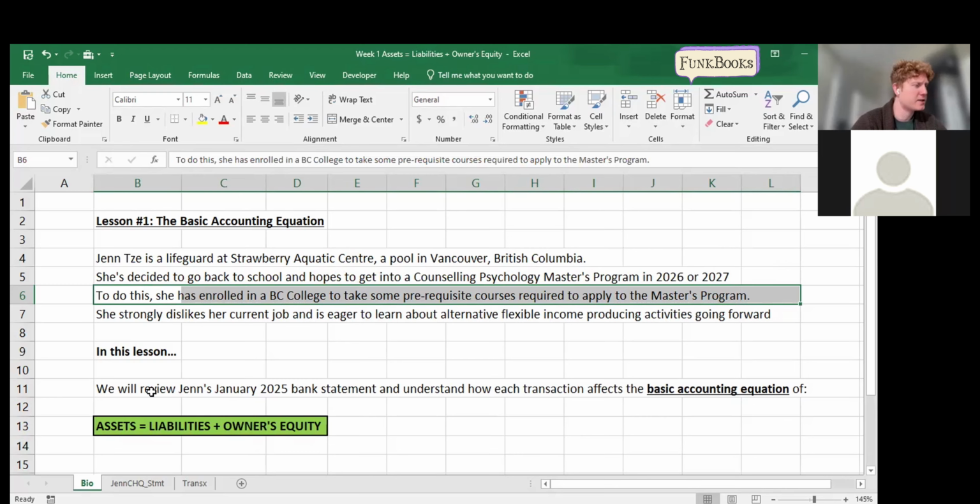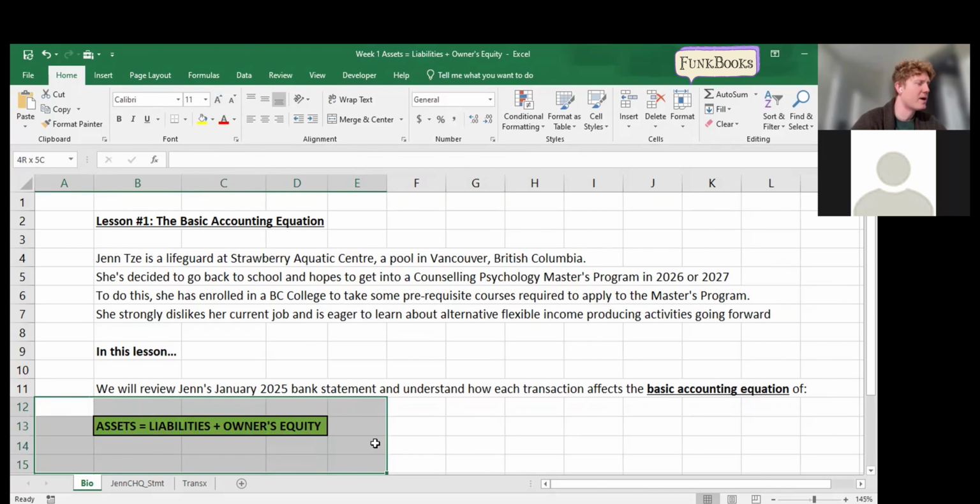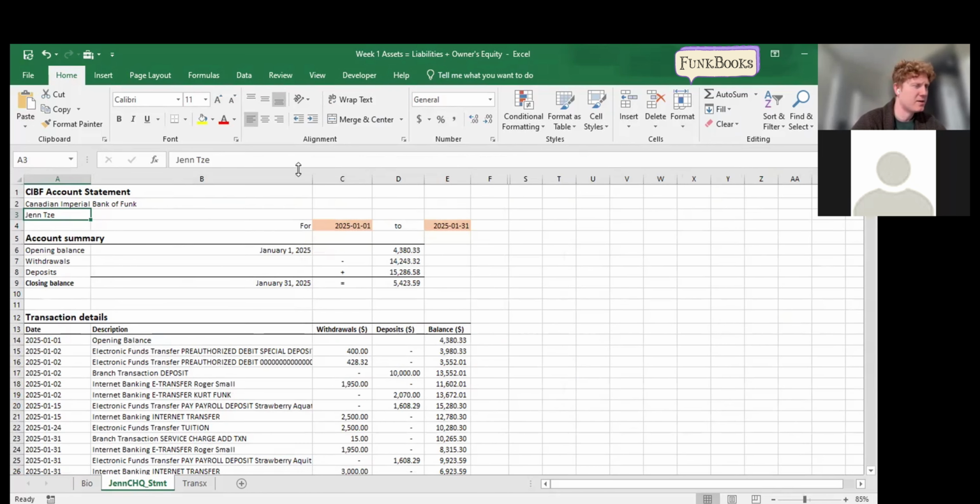All right, so in this lesson, we're going to be looking at Jenn's bank statement. That's going to be just the starting point. We're going to look at January 2025, and we're going to go through each transaction and ask ourselves how this actually impacts the basic accounting equation, which is assets equals liabilities plus owner's equity. So let's move on over to the bank statement here.